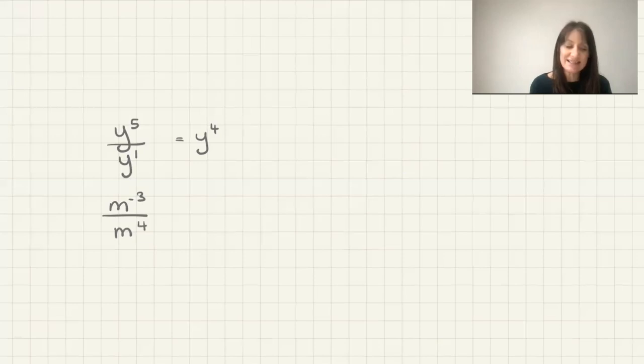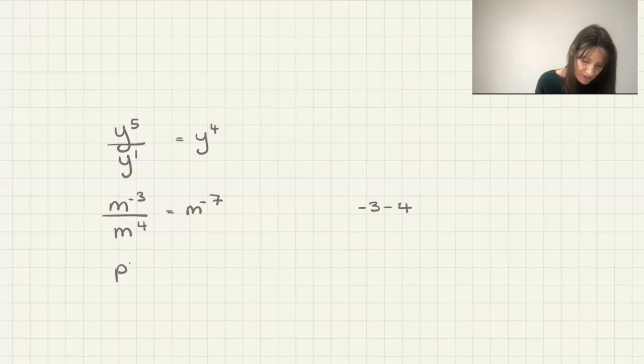Press play when you're ready. Okay, so I'm going to do my workings out over here. I'm doing -3, -4. So I'm at -3. I'm going down the number line a further 4 places. That's going to give me m to the -7. Okay, let's do another one. P to the -2 over P to the -4. Have a go at that question and press play when you're ready.